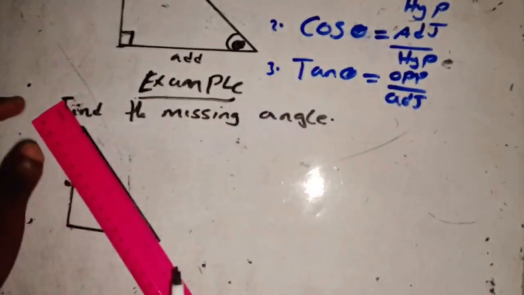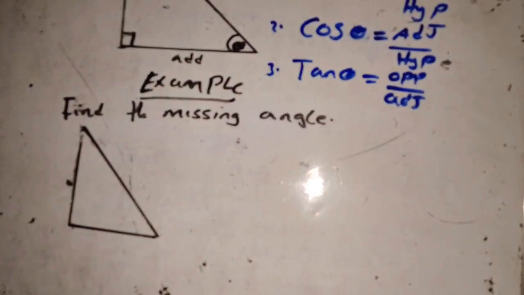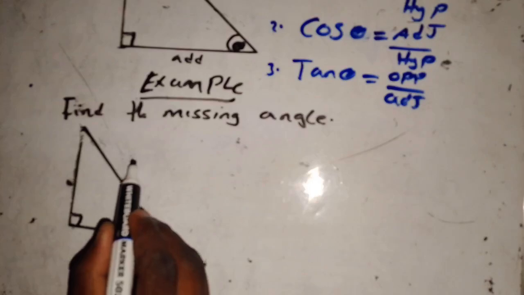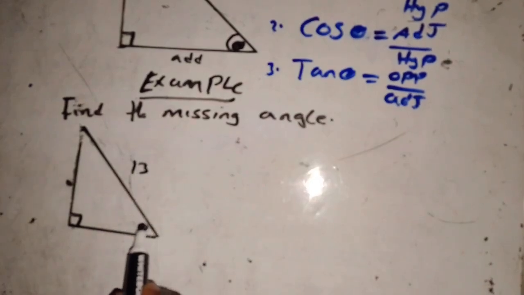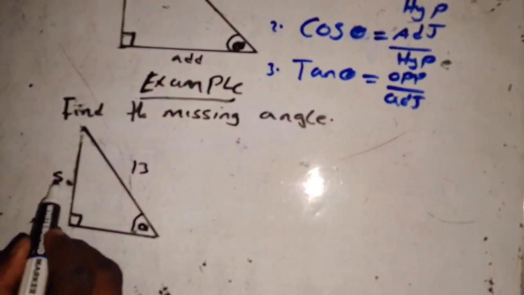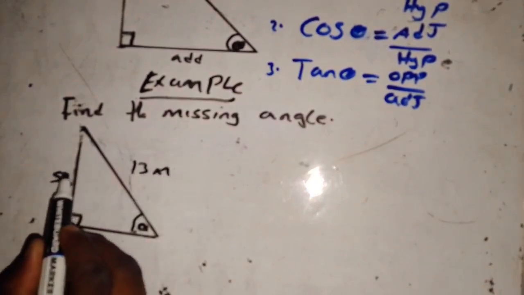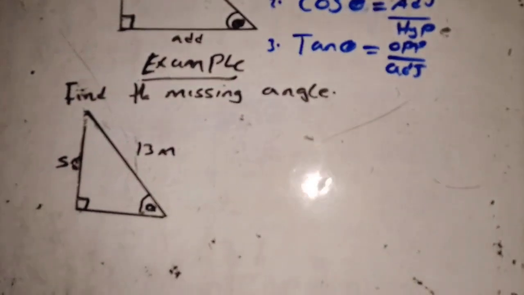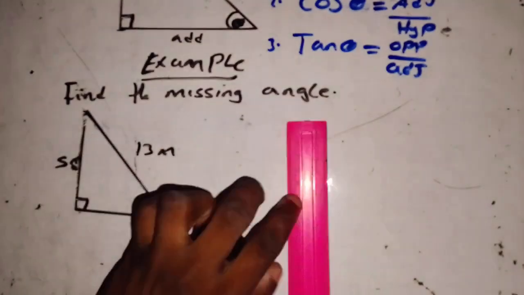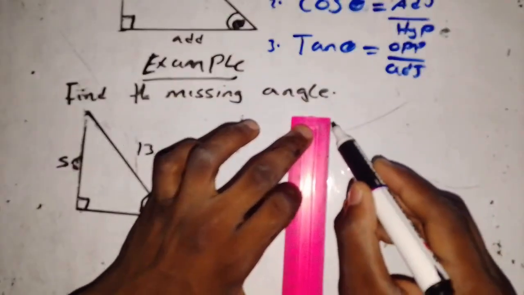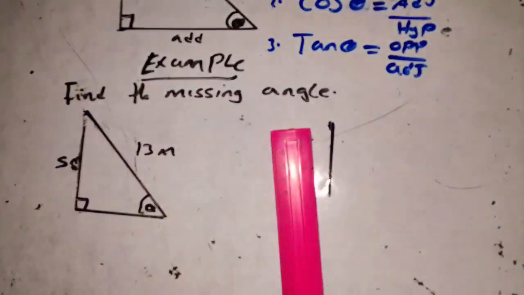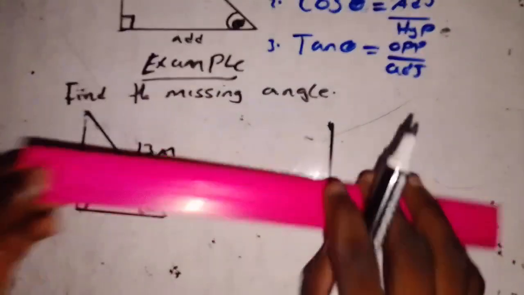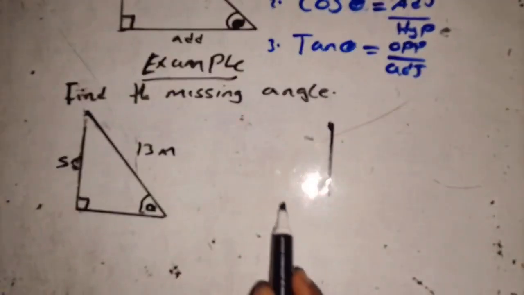So this is our example. Here we have 90 degrees, we have 13, we have theta, and we have 5. These are meters. So here we have theta. Another one is like this.